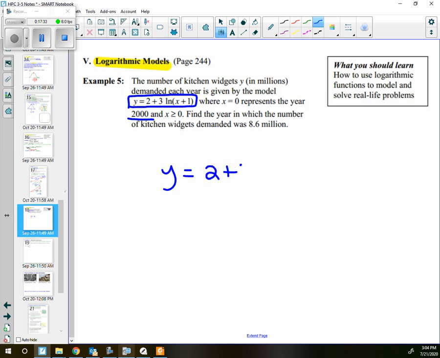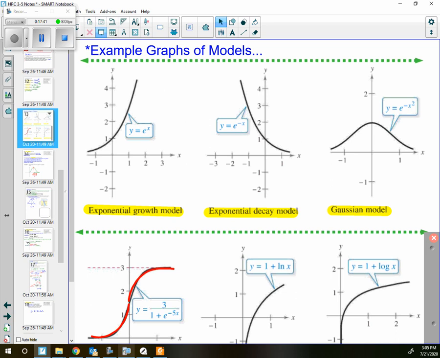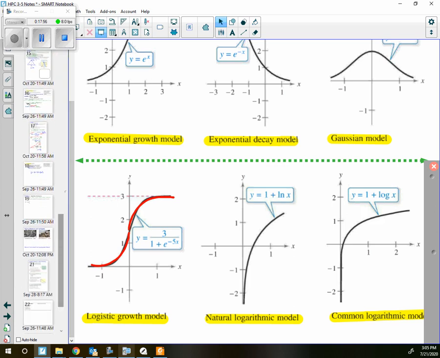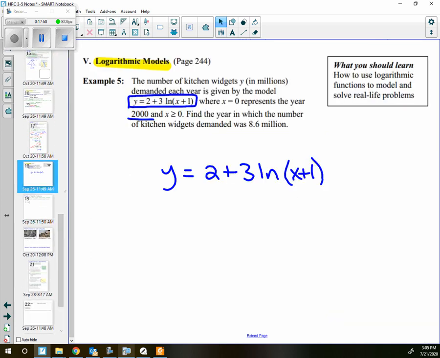A lot of log models are nice for growth because they don't grow quite as quickly as exponential does. If you think about the pictures that I showed for the models, we're talking about these last two now. Natural log and common log, they're growing, right? But they're not growing as quickly as exponential. So it's usually a little bit more realistic to fit real life models to logs instead of exponential, because the growth rate doesn't have to be as quick. So that's pretty common actually.